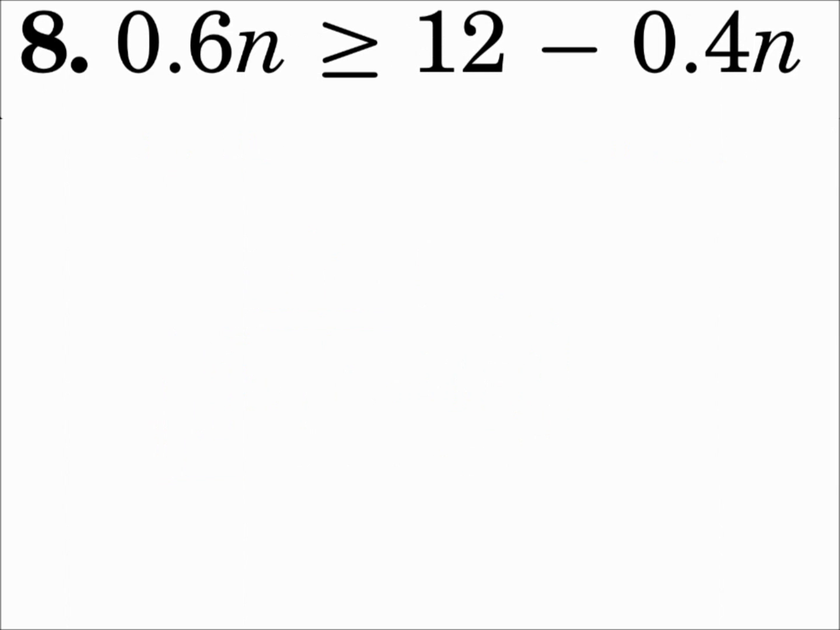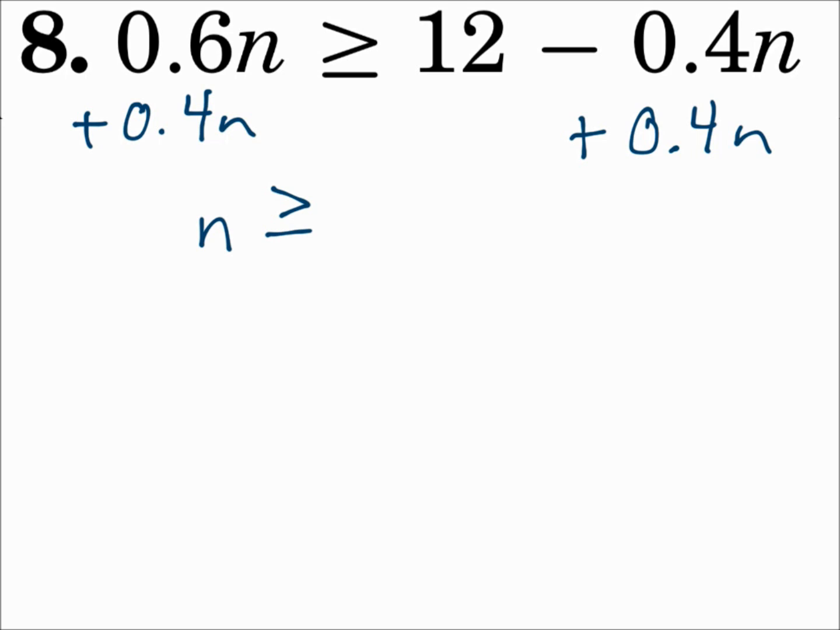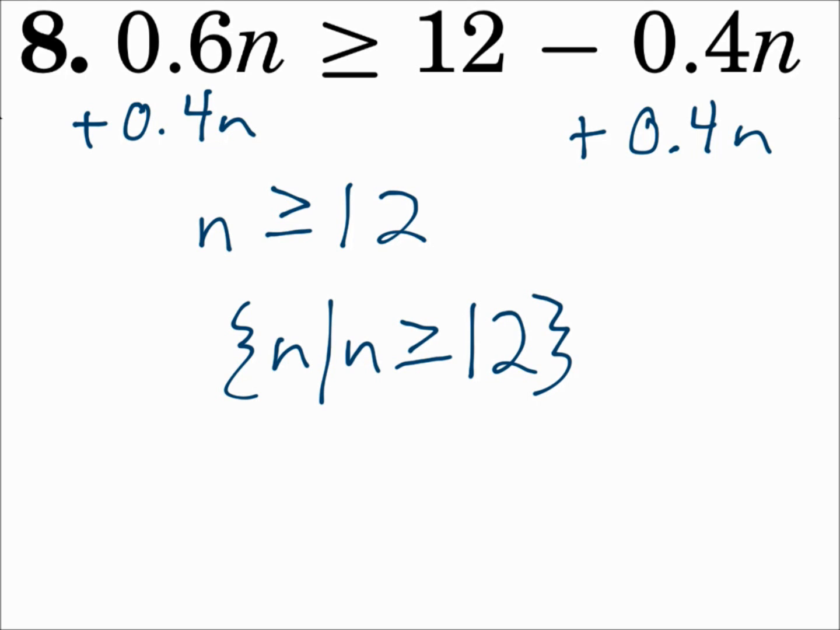Number 8. 0.6n is greater than or equal to 12 minus 0.4n. Well, the 0.4n is smaller, so let's move it to the left. It's being subtracted, so let's add it to both sides. 0.6n plus 0.4n is 1n, or just n, greater than or equal to 12, and negative 0.4n plus 0.4n cancels out. So the solution, all n, such that n is greater than or equal to 12.